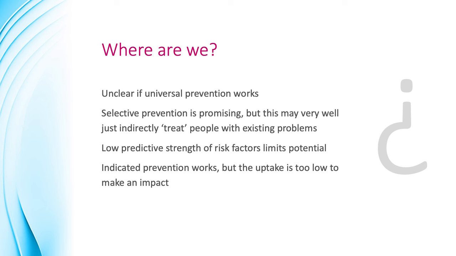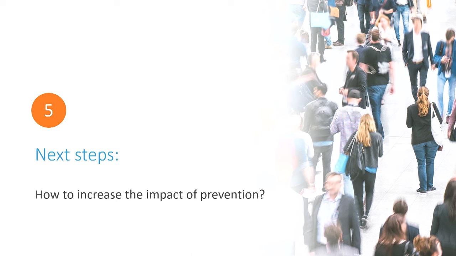So where are we? Well, it's unclear if universal prevention works. Probably not, I would say. Selective intervention is promising, but probably most selective interventions are a way of indirectly treating people with existing mental health problems. And that's also related to the very low predictive strength of most risk factors that we know in mental health. Indicated prevention works, but the uptake is too low to make an impact. So what do we do? This is where we are in the prevention field. So what are the next steps?